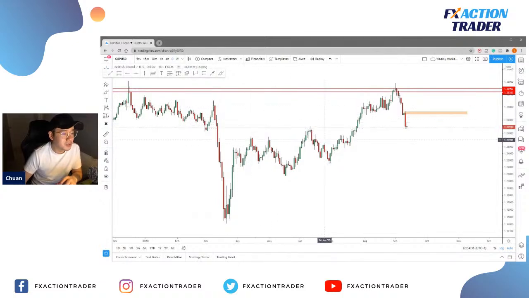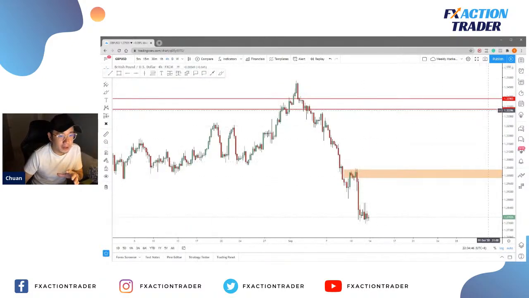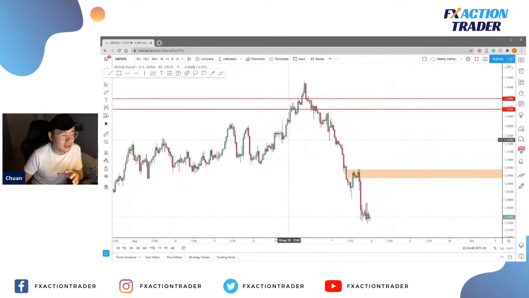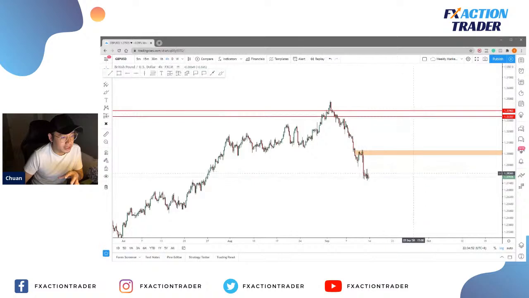So when we have a first move on the market, if we are too late for entry, do not chase the market. What we do is wait for the market to pull back and create another nice level for us to place our entry.